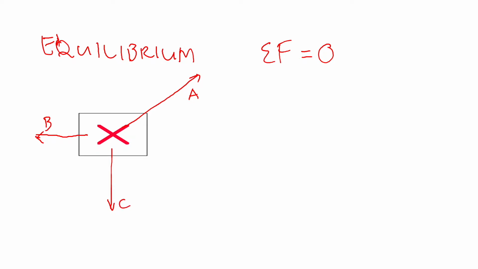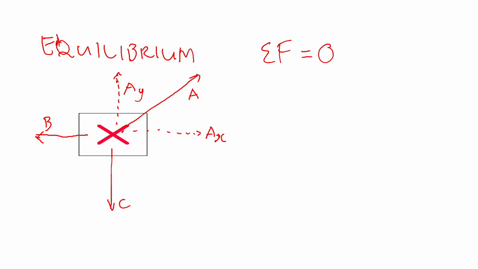B has an x component which is directed towards the negative x-axis, while C has a negative y component, while A has both the x component and the y component. This is Ay and this is Ax. As we can see here, Ay is positive since it's directed upwards, and Ax is positive since it's directed towards the positive direction.